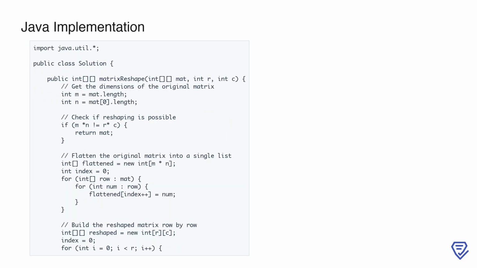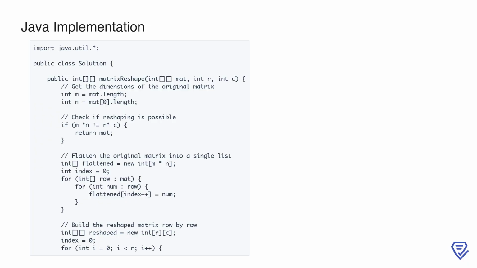Here, we start by importing the necessary packages and defining our solution class. The core method here is matrix reshape, which takes three parameters: the original matrix mat, the number of rows R, and the number of columns C for the new matrix. First, we determine the dimensions of the input matrix by accessing its length and the length of its first row, storing these values in M and N.